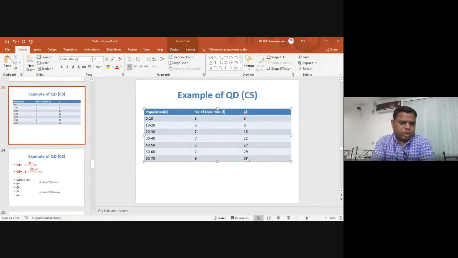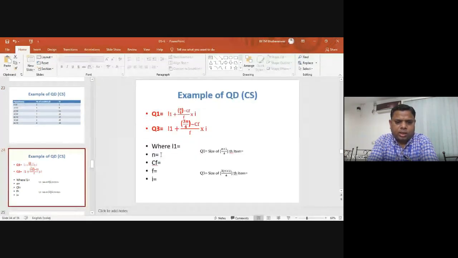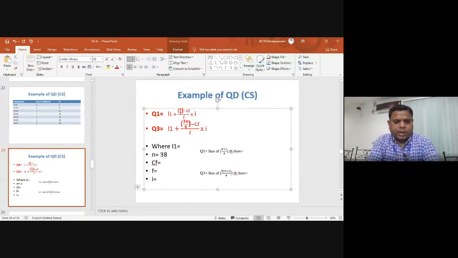Then after you proceed to calculate the size of n plus 1 divided by 4 in case of Q1. Similarly for Q3, the size of 3 into n plus 1 divided by 4th item. I just move to the next slide. Here I write the n value is 38.